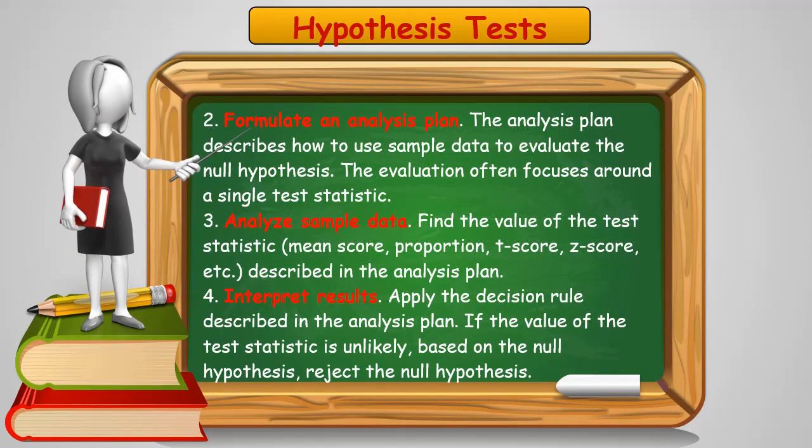Next, we're going to formulate an analysis plan. This is going to describe how to use sample data to evaluate the null hypothesis, and it's generally going to focus on a single statistic. Then we're going to analyze our sample data, and that's going to mean we find the mean, the proportion, t-scores, z-scores, etc. And we'll describe how we do this analysis. Then we're going to interpret the results. We're going to apply the decision rule described in the analysis plan. If that value of the statistic is unlikely based on the hypothesis, we would reject the null hypothesis.